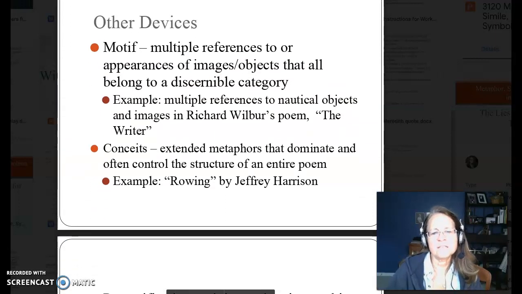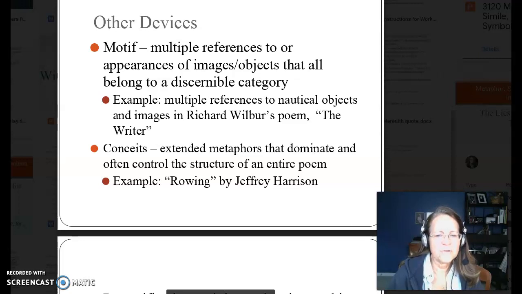Some other devices include things like a motif. This happens when we see multiple references to a certain category of images or objects. One of the examples that we read very early in the semester was Richard Wilbur's poem, The Writer, and all of the nautical imagery in that poem constitutes a motif because there are these various images, all of which belong to a certain category or set.